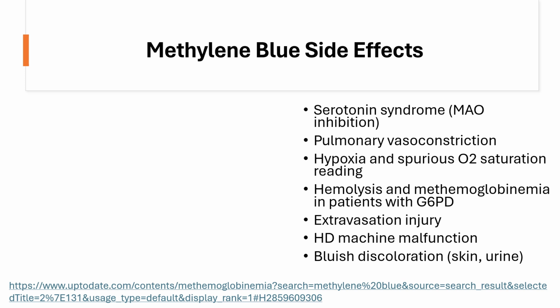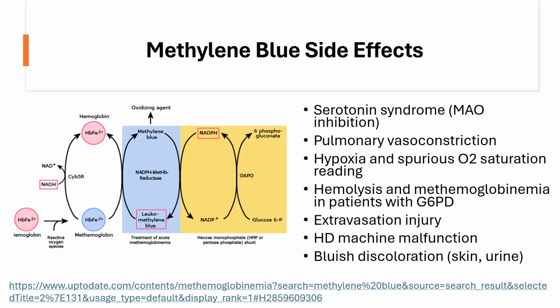Serotonin syndrome via MAO, or monoamine oxidase, enzyme inhibition. Remember that methylene blue blocks nitric oxide synthesis, and nitric oxide is a very important pulmonary vasodilator. Thus, methylene blue sometimes can lead to pulmonary vasoconstriction and hypoxia. It can also lead to spurious oxygen saturation, extravasation injury, hemodialysis machine malfunction, and skin and urine discoloration.